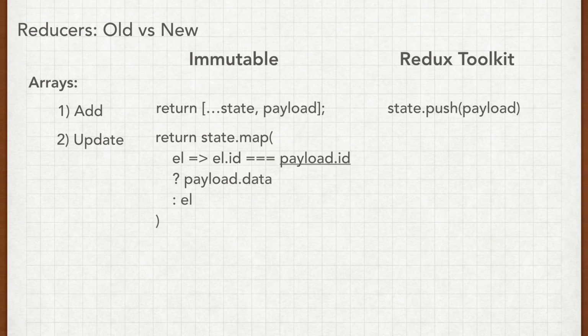So we got to do this map function to update an array. Now, the Redux Toolkit way using Immer, all we just got to do is find the index and then just set that index equal to payload.data. This is a bit misleading because you got to find the index first, but that's not even that hard either.